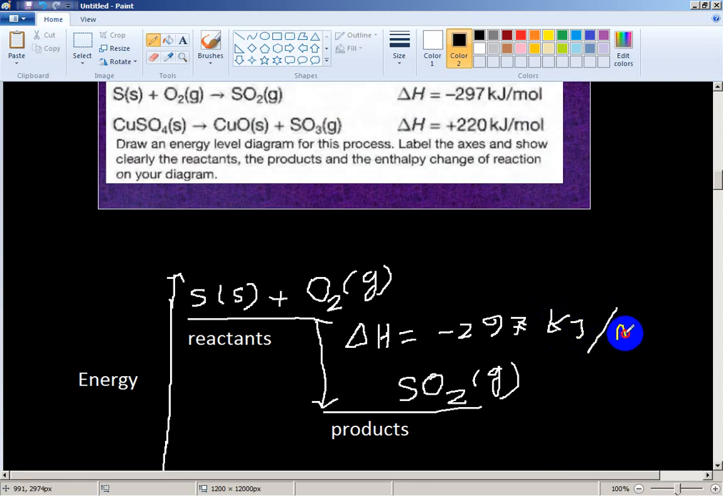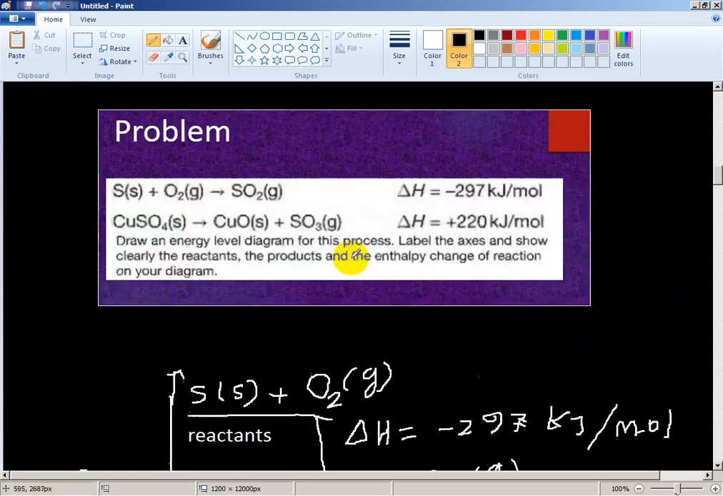Kilojoule per mole. Okay, this is the 297 kilojoule per mole. This is the energy level diagram for the first reaction.